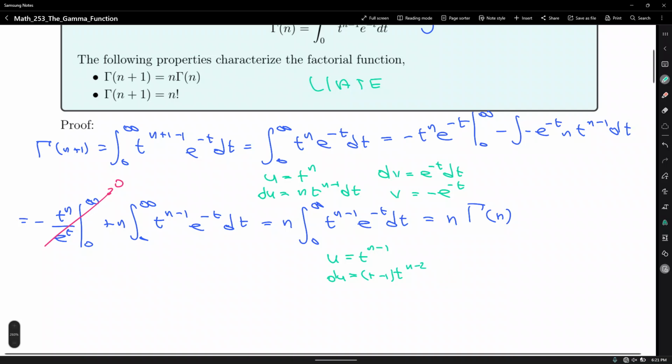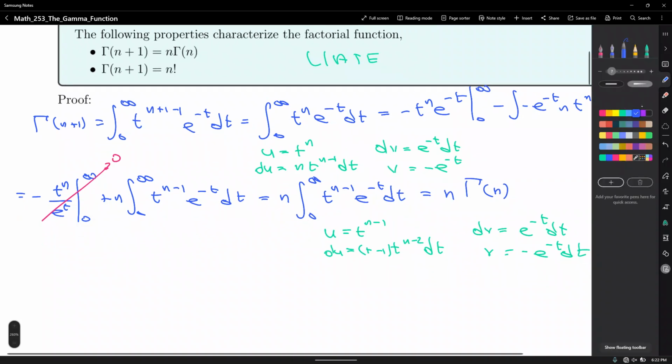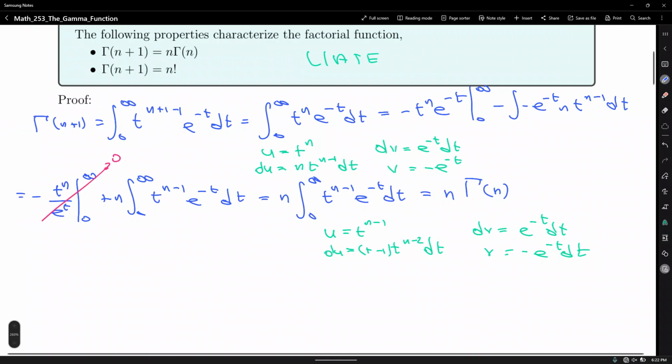Oh, come on, I can't write today. dt. There you go. That means dv will be e to the negative t dt, and v again, negative e to the negative t. All right? So be careful, because actually we could put an end-of-proof symbol here, but I'm going to continue because this integral right here is being multiplied by n.